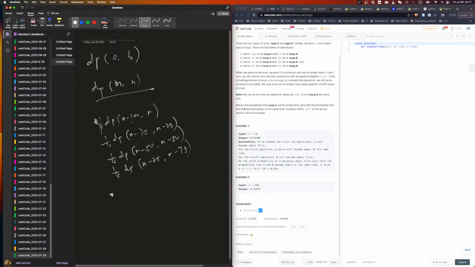Or maybe we can do A and B. If A is larger than B, and then we go back to the same problem we have, right? We have no idea. Yep, no idea.